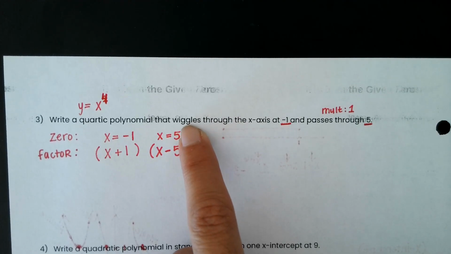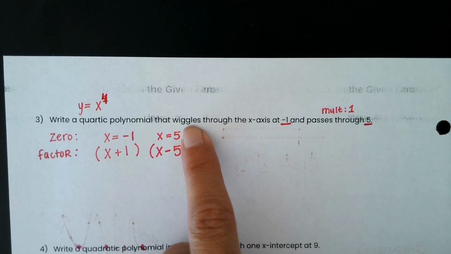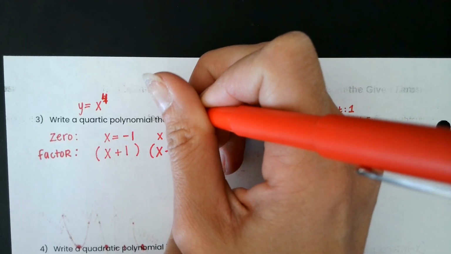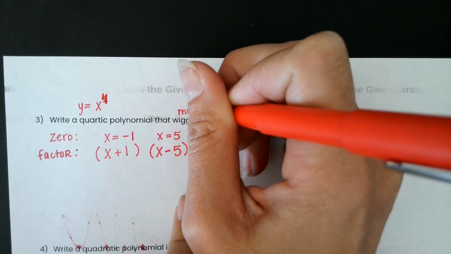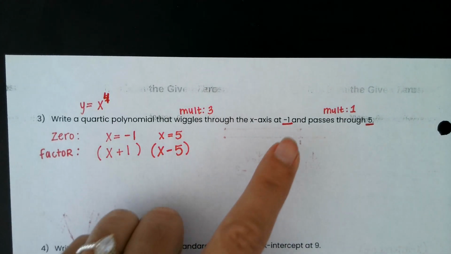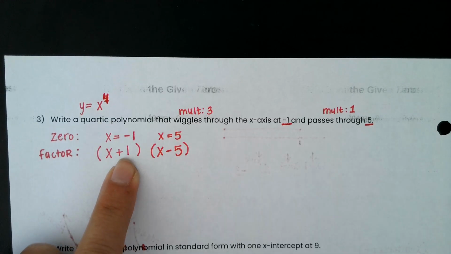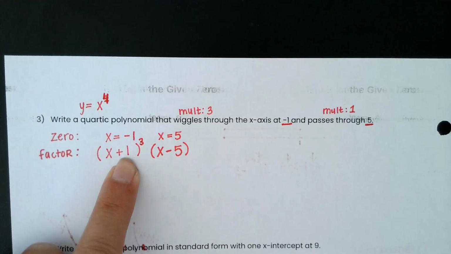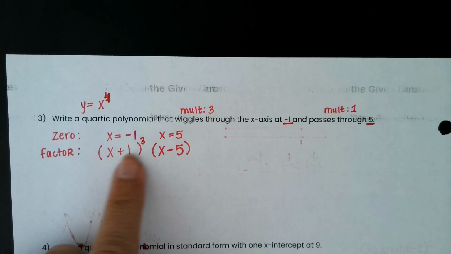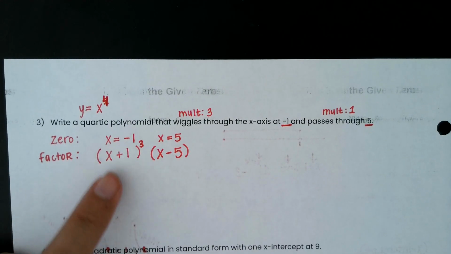Now, at the -1 zero, it says it wiggles through it. What multiplicity was wiggle? 3. Wiggle was 3, bounce was 2, and pass was 1. So the factor where we got the -1 zero from has to have the 3rd power on the outside. You don't have to write this out, but I'm still going to show you.